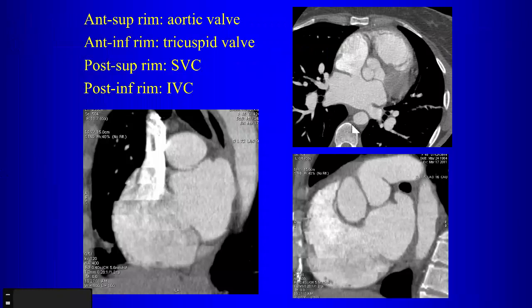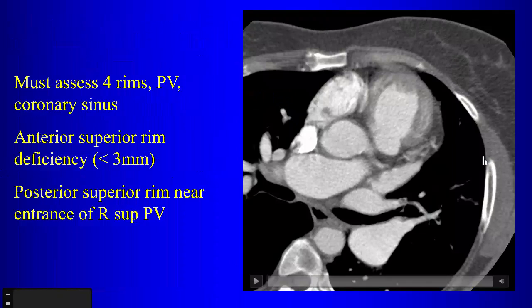Again, just illustrating the various rims, and you need to evaluate these rims to make sure that there's something for it to hold on to. There's a rim missing here. You can see near the aorta, so this patient would not be a candidate for the closure device. Okay.